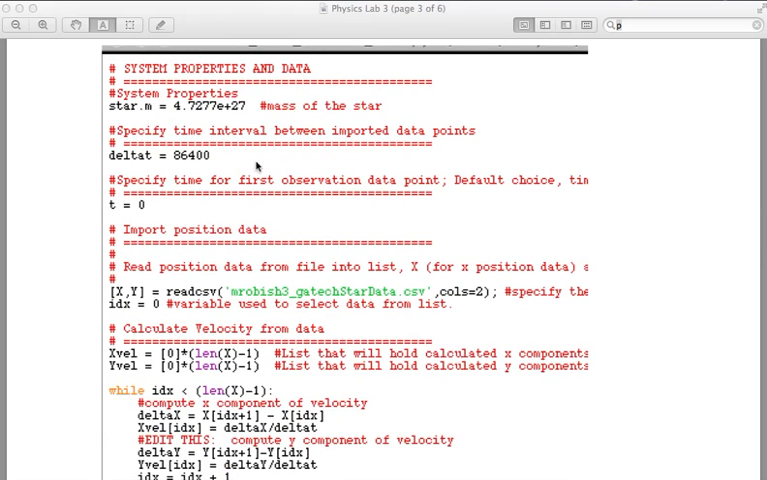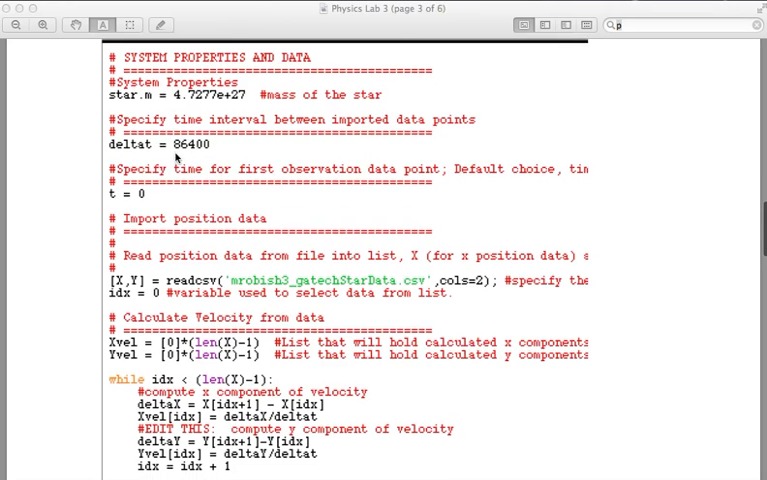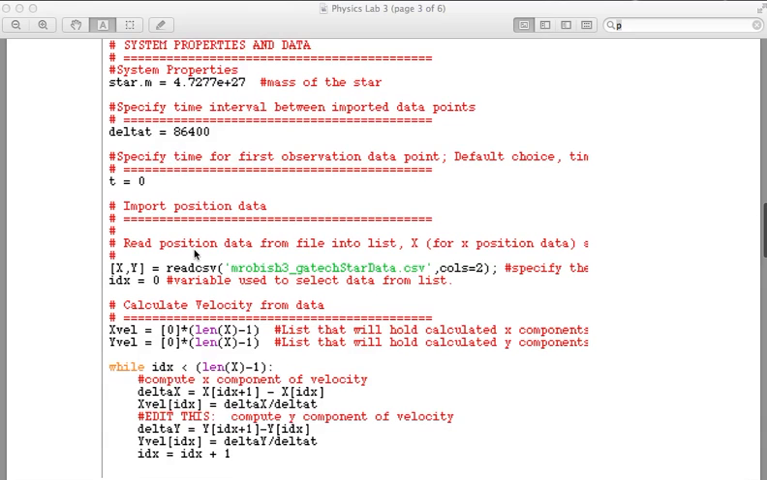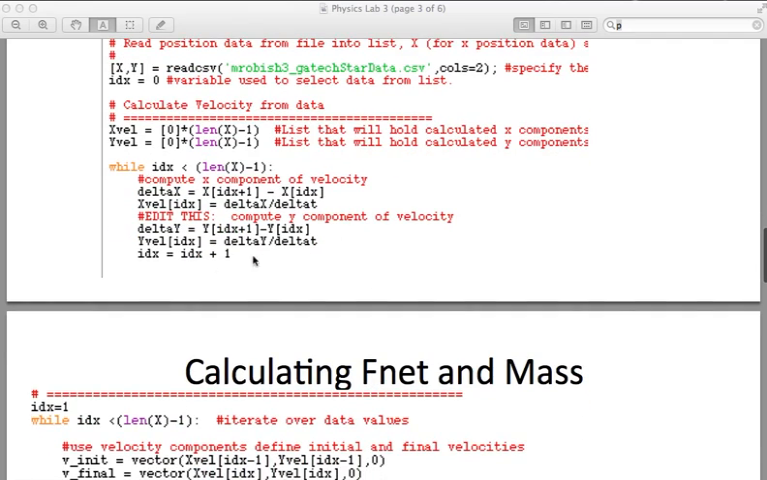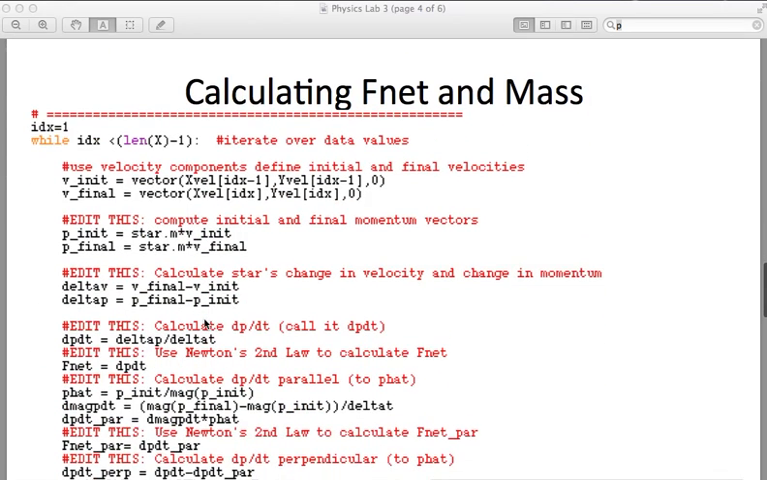So here I have subbed in my star mass and my delta t, and then the velocity was calculated for the x and y component by finding the change in the velocity divided by the time. This is for the x component and the y component, and it's done for each point and iterated through in the while loop. From here, the net force and the mass were found through this while loop.